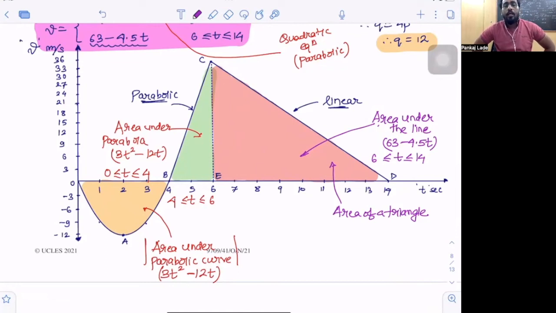Okay, we can simply use half base into height because it's a triangle and the area of the triangle is half base into height. Even if you use integration and integrate the equation 63 minus 4.5t from the limit 6 to 14, you still end up with the same answer. So let's be smart. Let's not spend our time in integrating the area under the line. You just use the formula for area of a triangle.